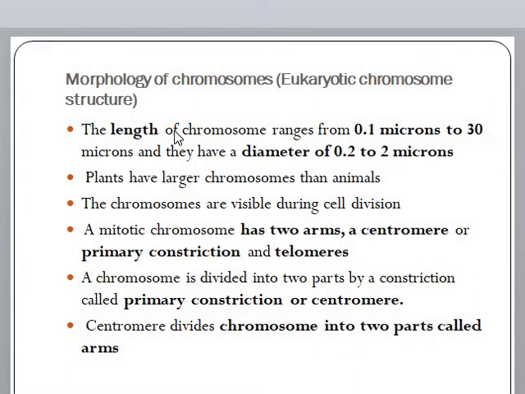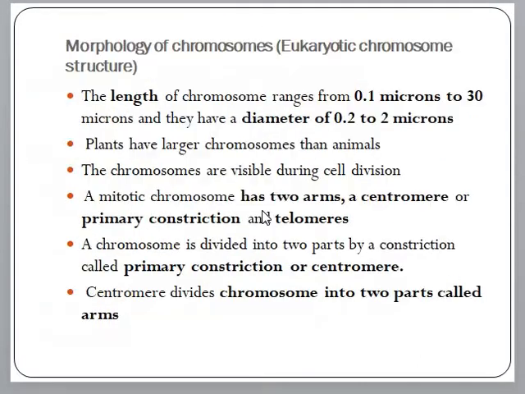Coming to the morphology of chromosome, they have a length of 0.1 to 30 microns and a diameter of 0.2 to 2 microns, and often chromosomes of plants are larger than animals. Chromosomes are visible only during cell division. At other times they will be distributed as chromatin reticulum within the nucleoplasm of the nucleus. A mitotic chromosome has two arms, a centromere, a primary constriction and telomeres.